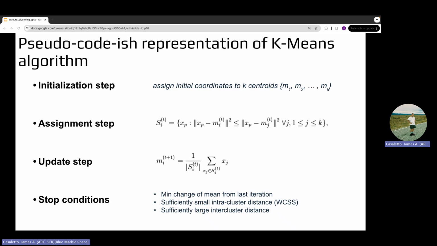Some possible stop conditions are described in the slide. For example, if the centroids don't move much from one iteration to the next, we can stop the algorithm. Or if the distance of all the points to their centroids is minimized, stop the algorithm. Or if the distance between the centroids is sufficiently large, stop the algorithm.